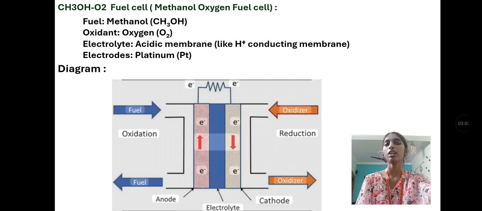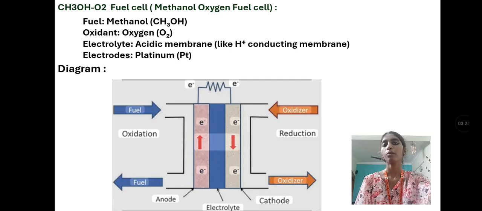Now the methanol oxygen fuel cell. Fuel is methanol, oxidant is oxygen, electrolyte is an acidic membrane like an H plus conducting membrane, electrodes are platinum. In this diagram, the anode is on the left side, the cathode on the right side. At the anode, methanol is supplied, at the cathode oxygen is supplied.